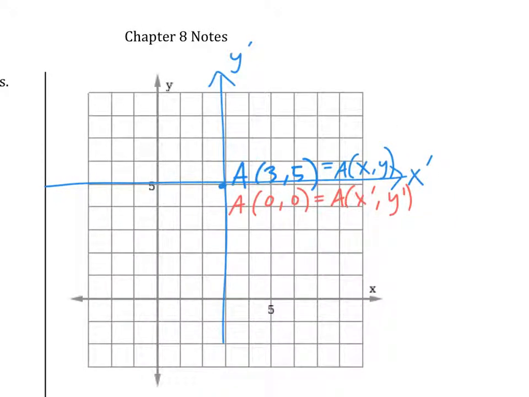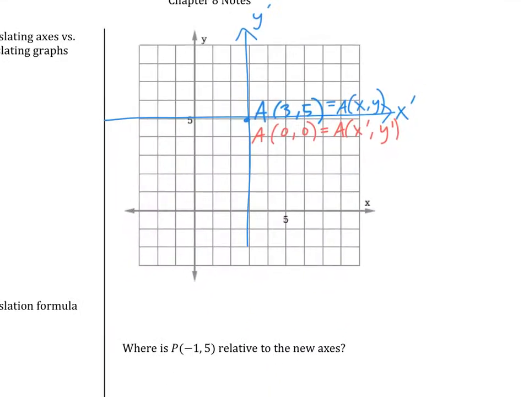Correct. Okay, so now what we're going to do is kind of look at a point. Negative 1, 5. So I have this point. Let's use this color. Negative 1, 5 is in the original system. So negative 1, 5 is here. P.